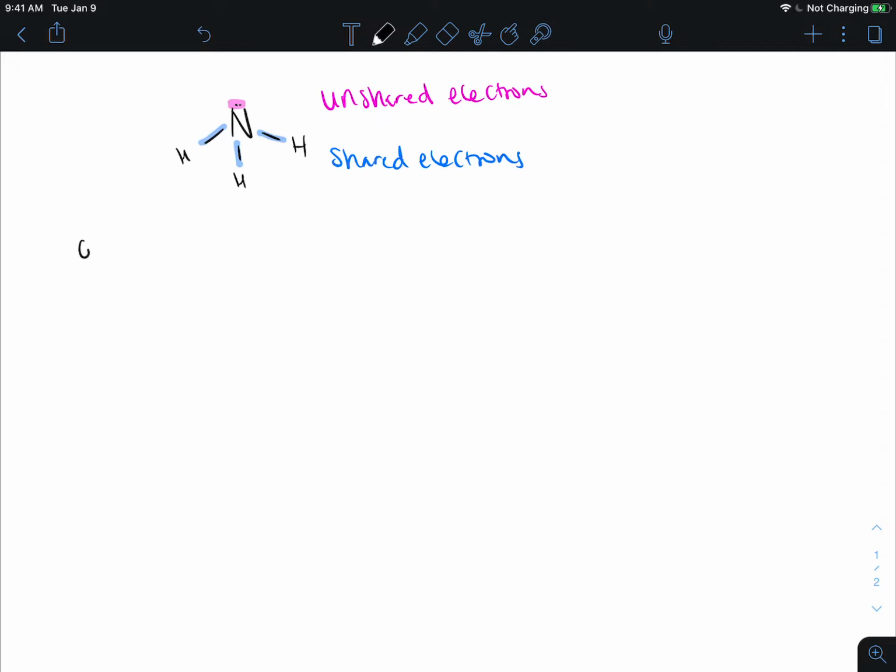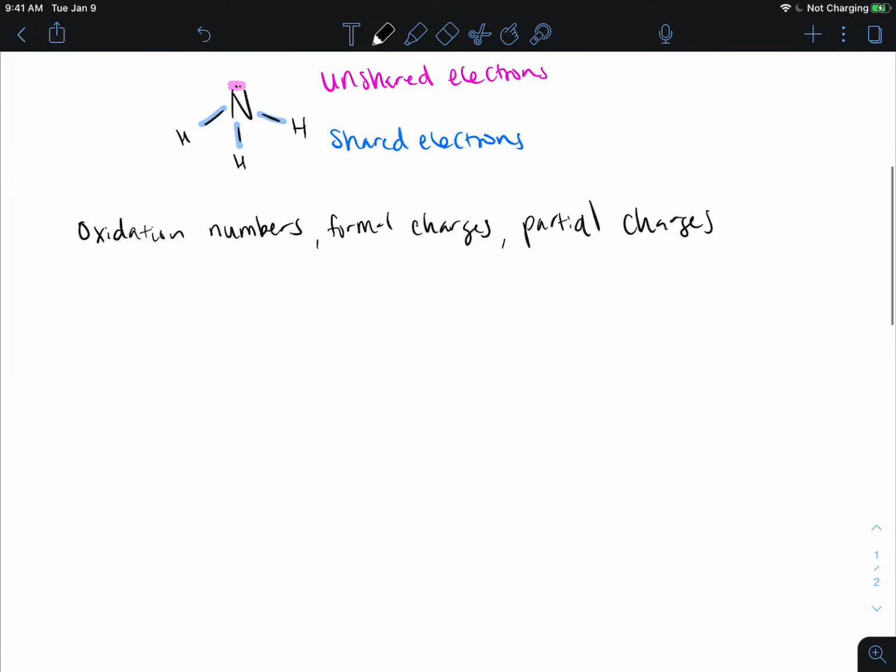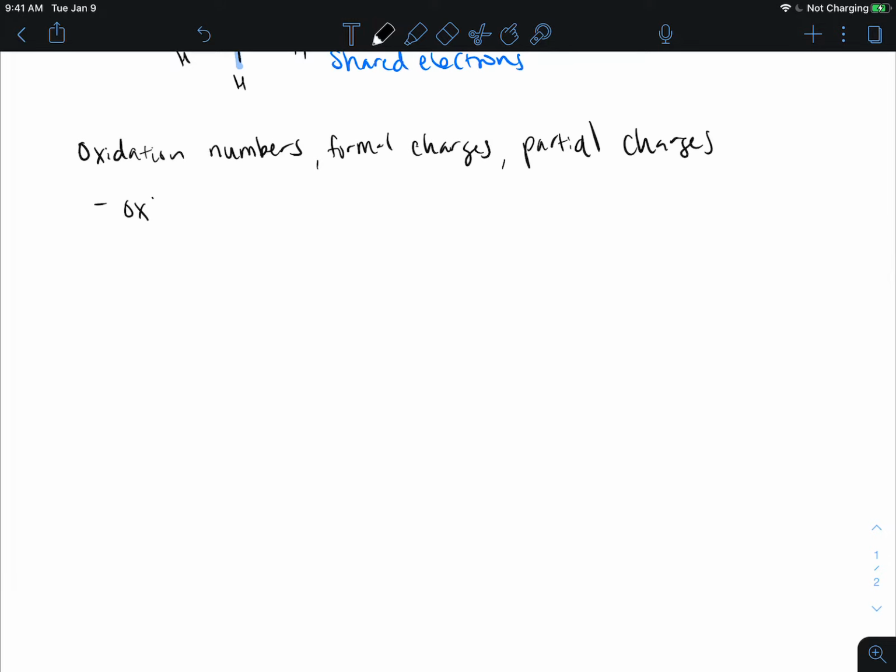So let's actually compare it real quick with things we've looked at already. Oxidation numbers. We're going to look at our formal charges. And we're going to compare this to the partial charges we looked at just recently. So remember our oxidation numbers. That's when we were looking at redox reactions. These are going to be the charge an atom has if you assume all the bonds are completely ionic.